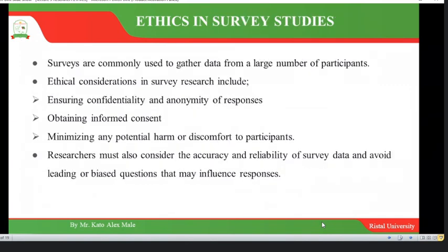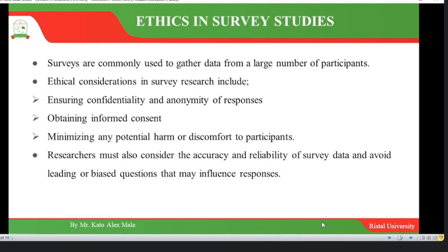Ethics in survey studies, as another research methodology. Surveys are commonly used to gather data from a large number of participants. We usually perform surveys with questionnaires. We administer questionnaires, either as the investigators, or we just give participants the questionnaires and they answer them by themselves, so long as they can read, understand, and write. In case they don't have that capacity, I can ask them as the investigator myself.